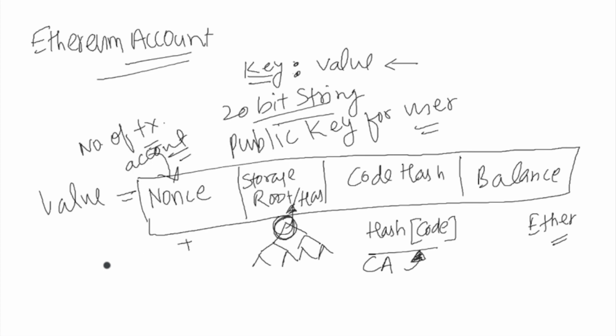So let's take a key. This particular account A has some key. It sent 5 transactions, so the value of nonce will be 5. Next time if he or she does a transaction, the value will increase to 6. Next time that value will increase to 7. This way the nonce value will increase.